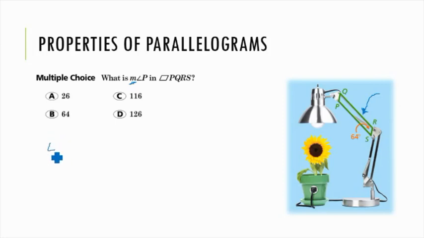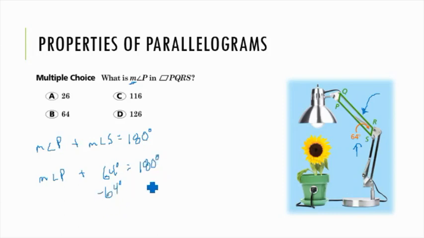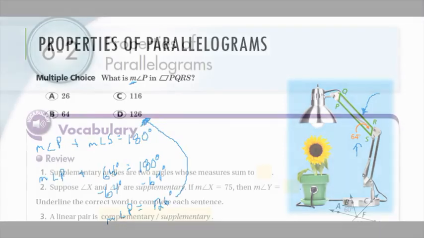So the measure of angle P plus the measure of angle S must equal 180 degrees. Therefore, the measure of angle P plus 64 degrees equals 180 degrees. If I subtract 64 degrees from both sides, I get that the measure of angle P is equal to 126 degrees, which would give us D as our answer.